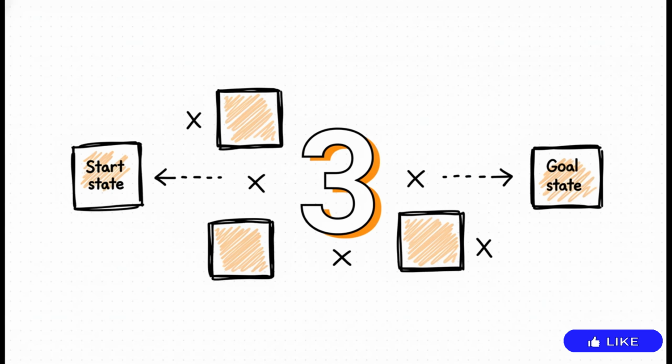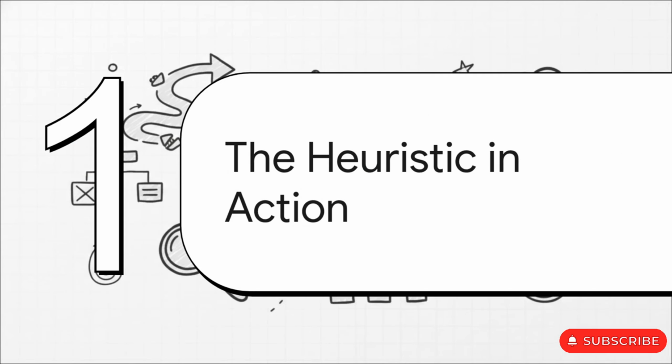Okay, let's apply our rule. We just compare the start state to the goal state and count the tiles that aren't where they're supposed to be. Let's see. Tiles 4, 5, and 8 are all out of place. So that's 3 misplaced tiles. Our starting heuristic value, we'll call it our H cost, is 3. Okay, so we've got our starting H cost of 3. Now let's see how this one little number is going to guide us to make the absolute smartest first move.